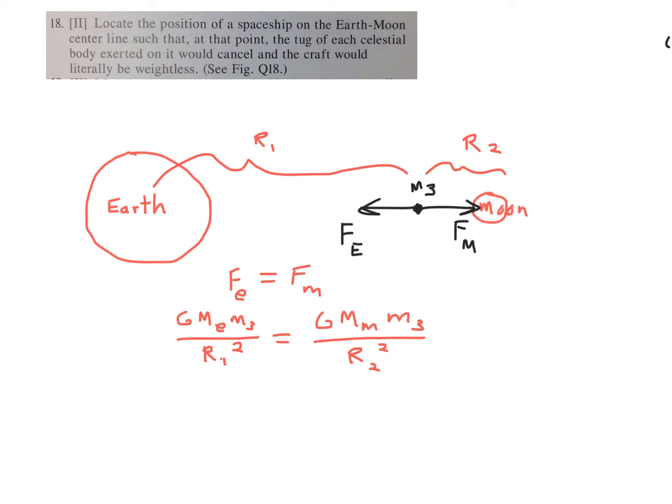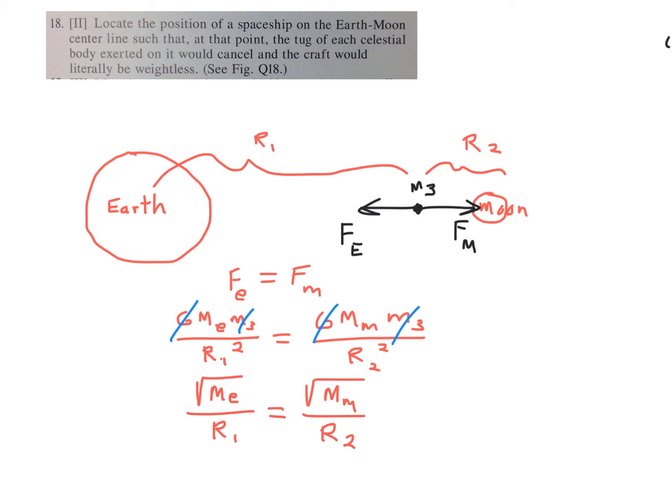So as we can see here, like last year, the G's will cancel out, the small mass will cancel out, doesn't really matter. And the real neat little trick here is just to take the square root of both sides. And when we do that, we end up with the square root of the mass of the Earth over R sub 1 equals the square root of the mass of the Moon over R sub 2.